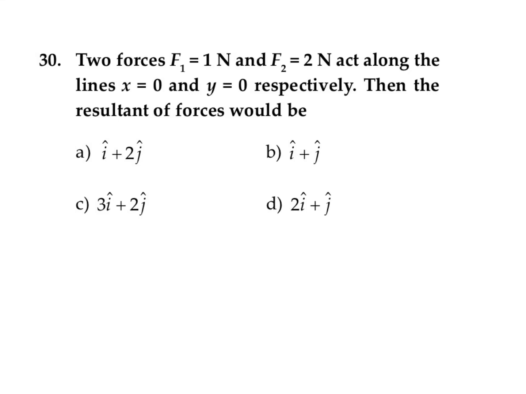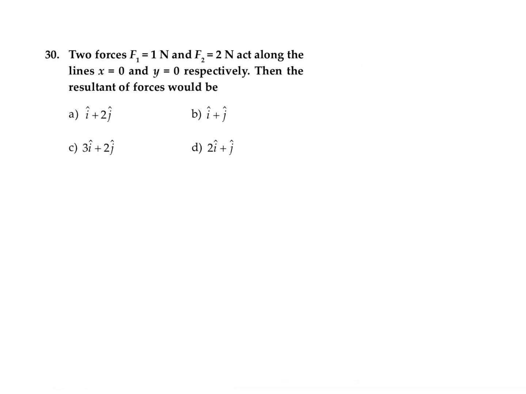In this question it is given that two forces F1 is 1 Newton and F2 is 2 Newton act along the line x is equal to 0 and y is equal to 0 respectively. Then the resultant of forces would be. So some students may get confused because of this x is equal to 0 and y is equal to 0.